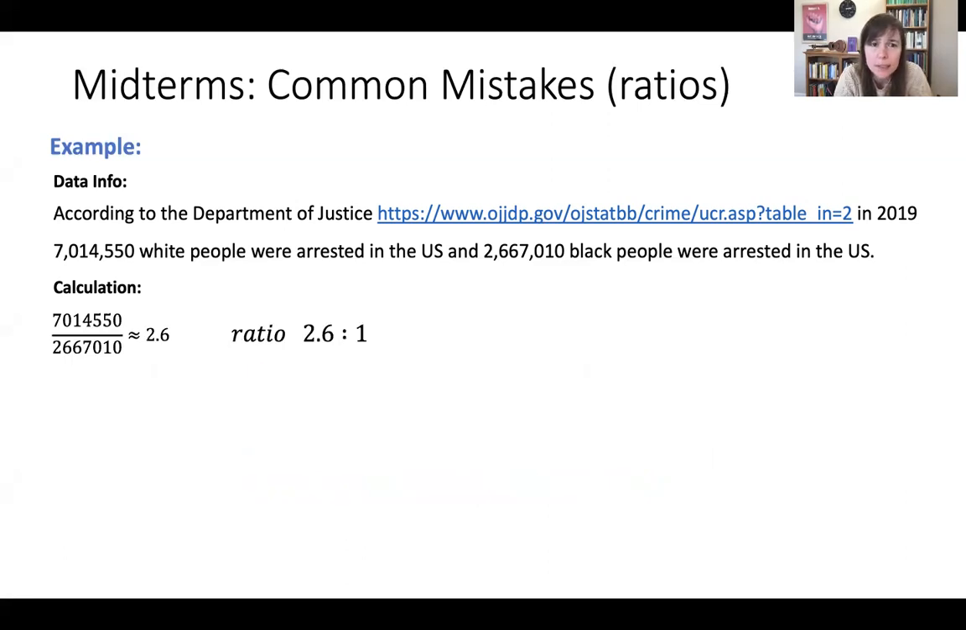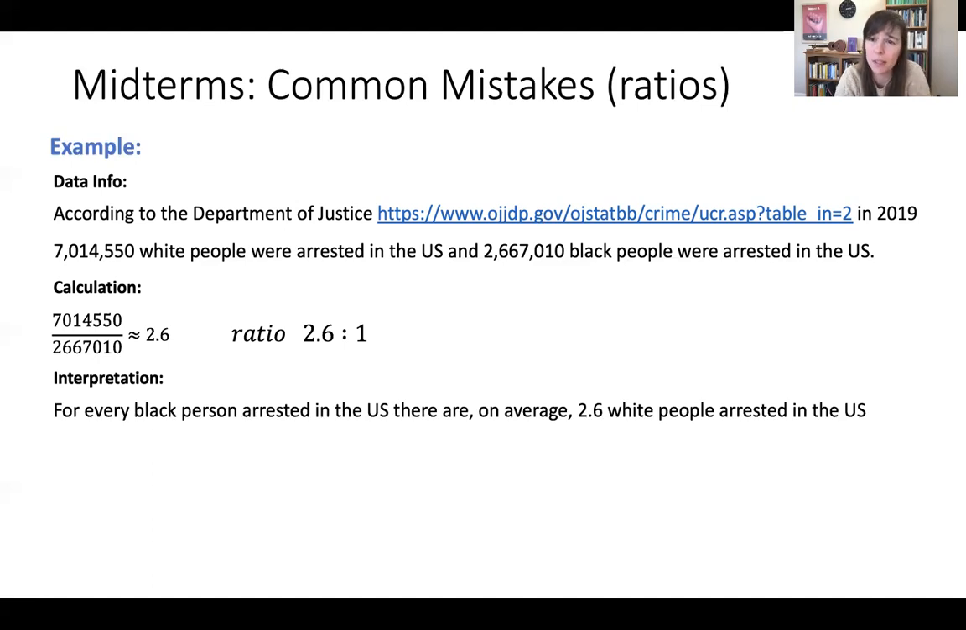Okay, I think this is the last common mistake. Let's say you've got your data information handled and your calculation handled, so you're getting full credit on both of these. Let's talk about correct and incorrect interpretations of this data. I want you to think about this ratio, 2.6 to 1.